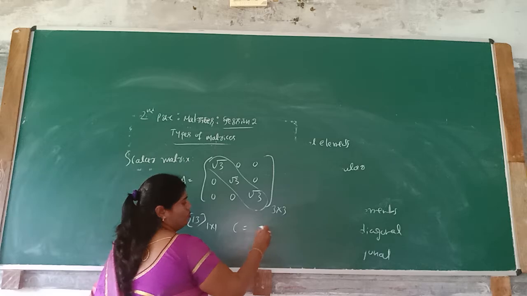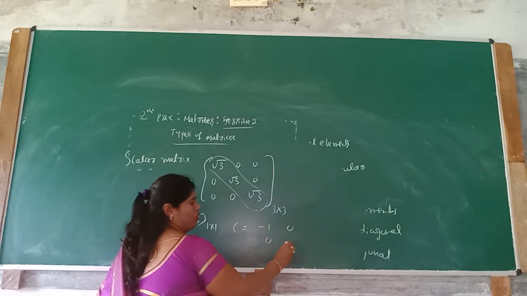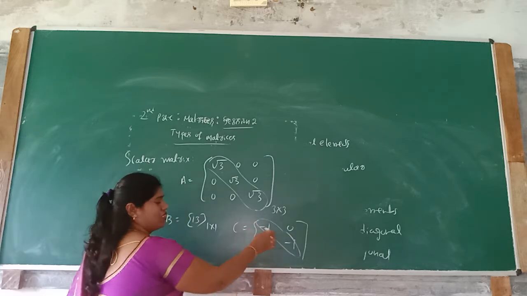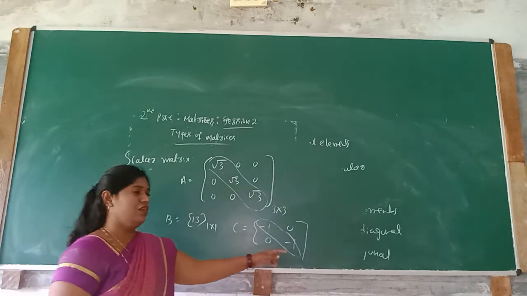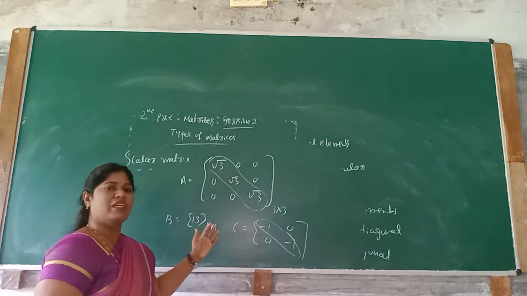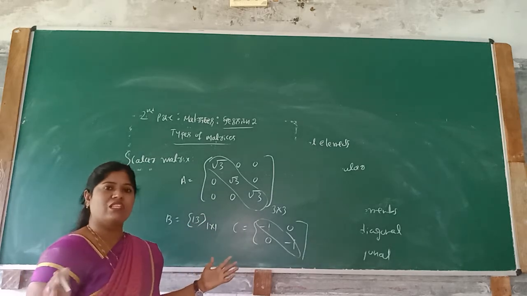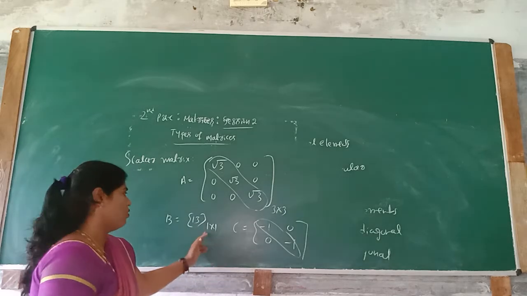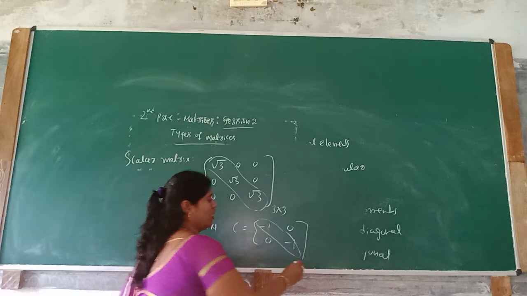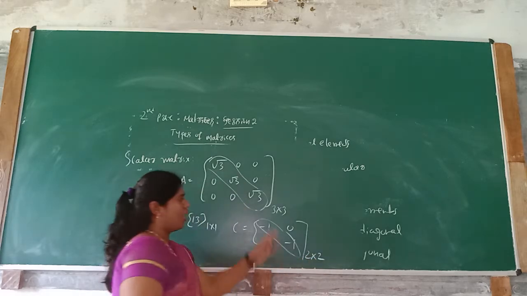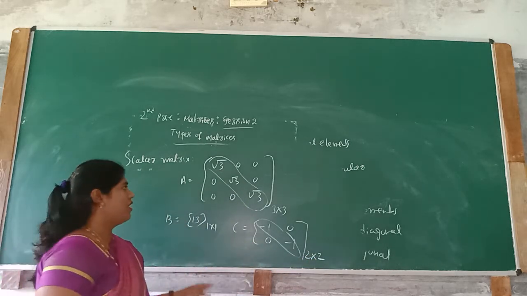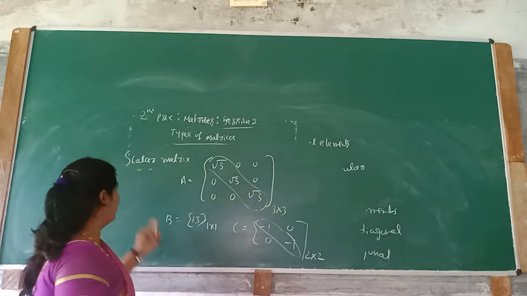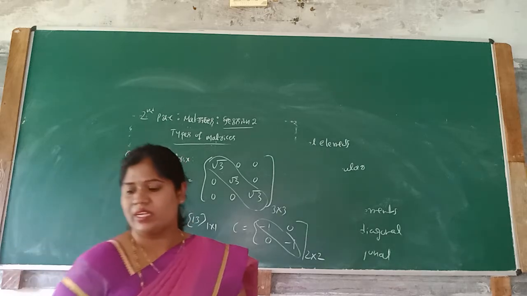Next, C is equal to minus 1, 0, 0, minus 1. You can check the diagonal elements are the same here: minus 1, minus 1. B is a 1 cross 1 matrix: the number of rows is 1 and the number of columns is also 1. This one is a 2 cross 2 matrix and this one is a 3 cross 3 matrix. The principal diagonal elements are equal. Then only it is called a scalar matrix.